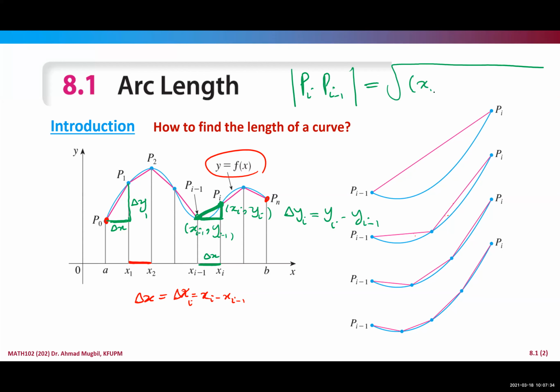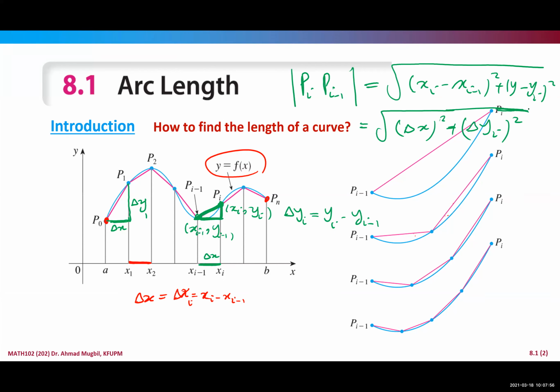What will it be? It will be, of course, xi minus xi minus 1 all squared plus yi minus yi minus 1 all squared. And this, if indeed it is what? This is delta x all squared, and this is plus delta yi all squared.